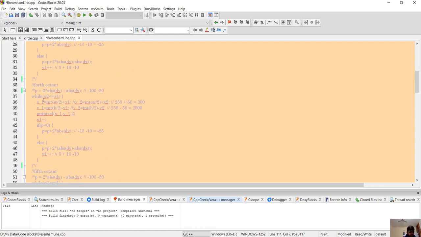Where is the fourth octant? Here is our fourth octant. Now the fourth octant will work like our first octant, so dy is first and dx is later. In our fourth octant, x is getting negative and y is getting positive. Fourth octant, remember: y positive and x negative. So it will work fine.